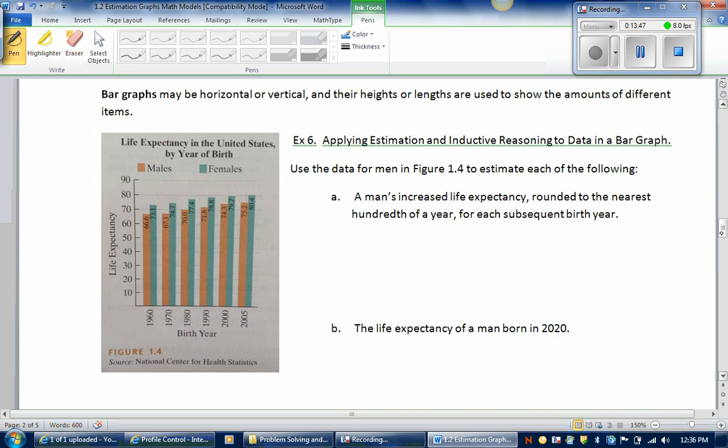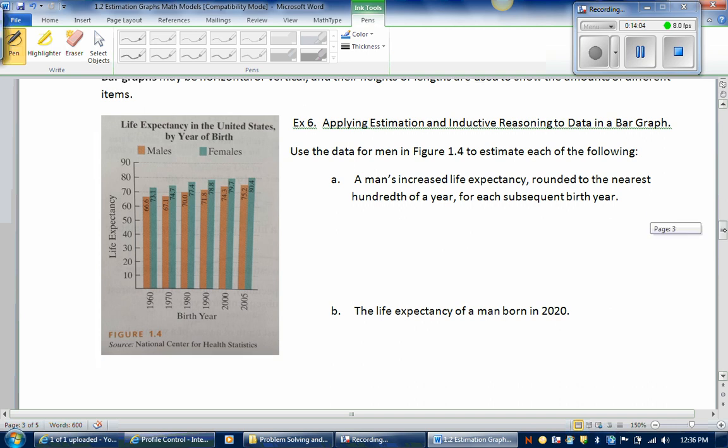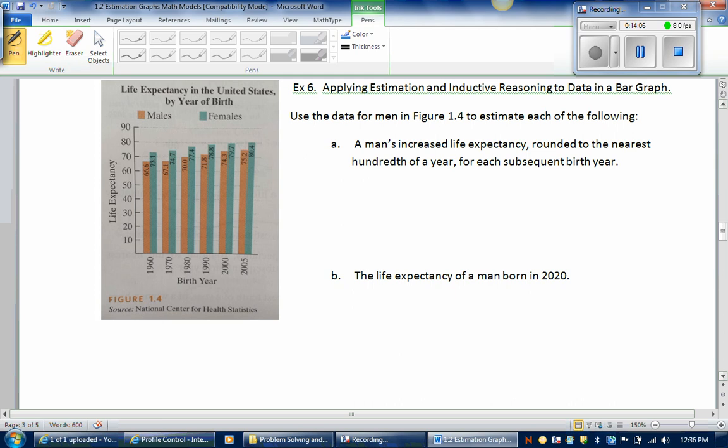So now let's take a look at a bar graph. Bar graphs can be horizontal or vertical, and their heights or lengths are used to show the amount of different items. Applying estimation and inductive reasoning to data on bar graphs, that's what we're going to be doing in this problem. We're going to use the data to the left to determine the following things. A man's increased life expectancy rounded to the nearest hundredth of a year for subsequent birth years.